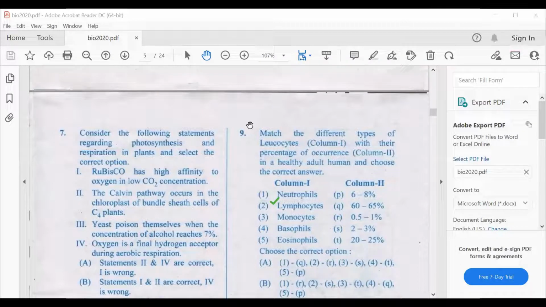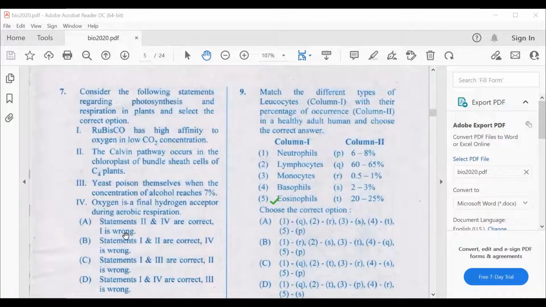Question number 7. Consider the following statements regarding photosynthesis and respiration of plants and select the correct option. The first one is Rubisco has high affinity to oxygen in low carbon dioxide concentration. Second statement, the Calvin pathway occurs in chloroplast of bundle sheath cells of C4 plants. Statement 3, yeast poison themselves when the concentration of alcohol reaches 7%. Fourth statement, oxygen is a final hydrogen acceptor during aerobic respiration.